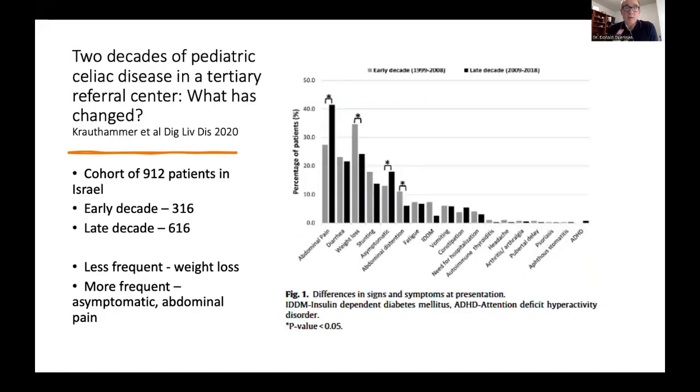There was recently a paper in Pediatrics looking at the changing presentation. This was a group from Israel that looked at 2 decades. One was from 1999 to 2008, the other one from 2009 to 2018. They divided into these 2 time periods, and they found that compared to the earlier time period, weight loss was less common in the presentation in the latter decade, just over 20% versus about 35%, and that abdominal pain seemed to be more common, and the asymptomatic presentation was being increasingly recognized as time goes on.